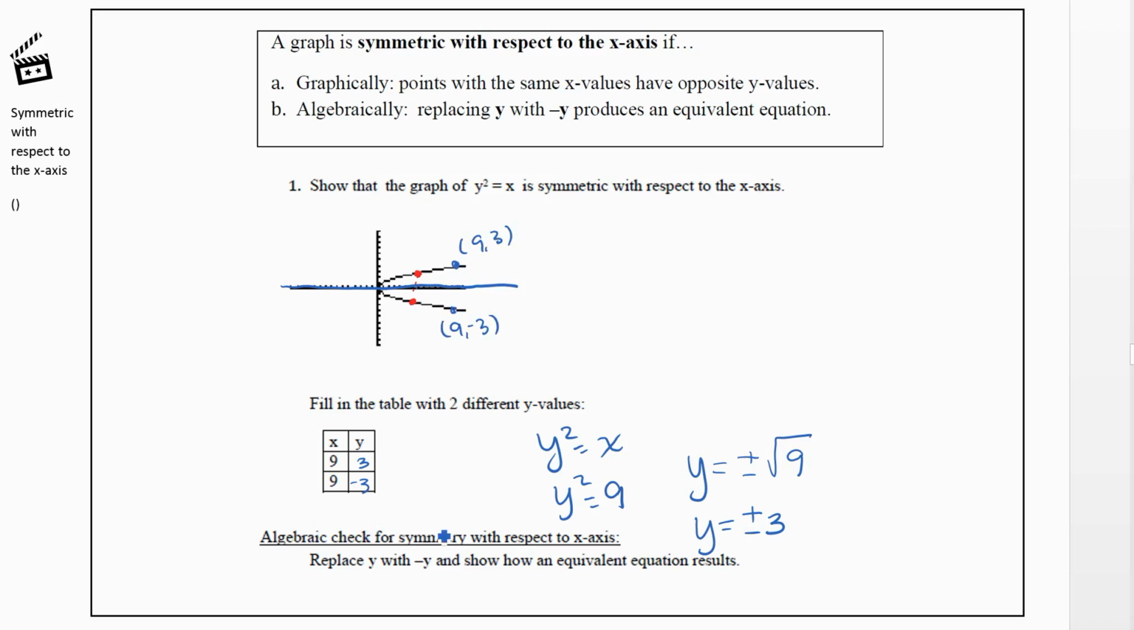Okay, and the algebraic check says replace y with negative y and show how the equivalent equation results. So if we look at y squared equals x and we replace y with negative y, we would have negative y squared equals x. Now, when you square negative y, negative y times negative y, that's like negative 1 times negative 1, which just gives us positive 1. Y times y, y squared. So negative y squared is actually equivalent to y squared. So we'd say that this is the same, just draw an arrow, as y squared equals x, which is the same thing we started with. So that's how we can tell it's symmetric with respect to the x-axis.